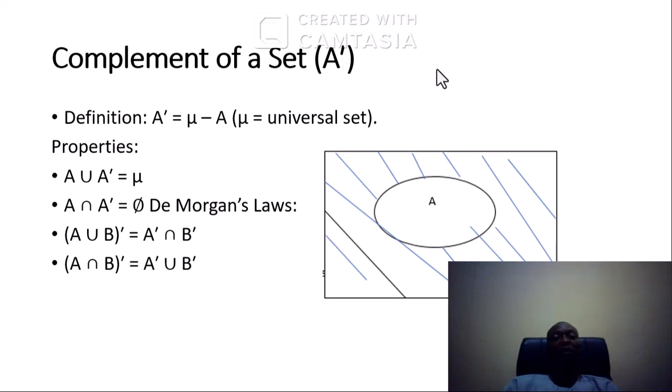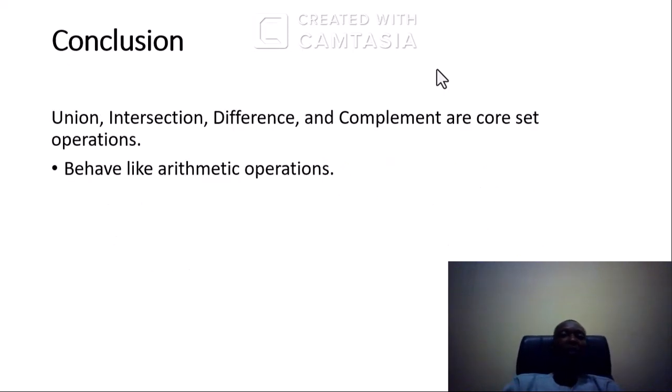So followed by we have our De Morgan's laws. What are De Morgan's laws? The complement of A union B is A complement intersection B complement, and the complement of A intersection B gives you A complement union B complement.